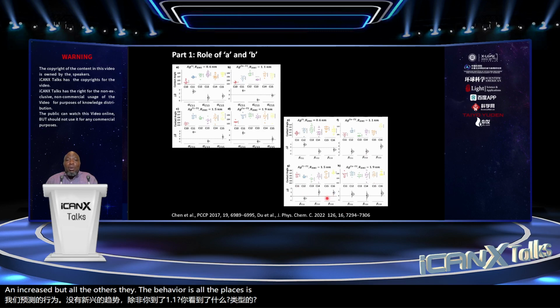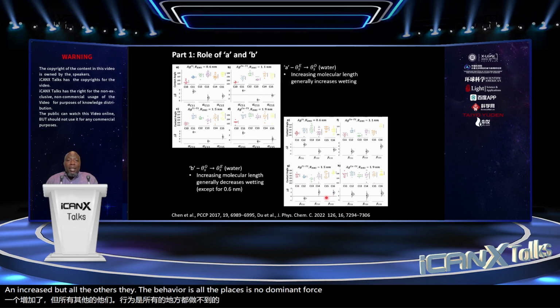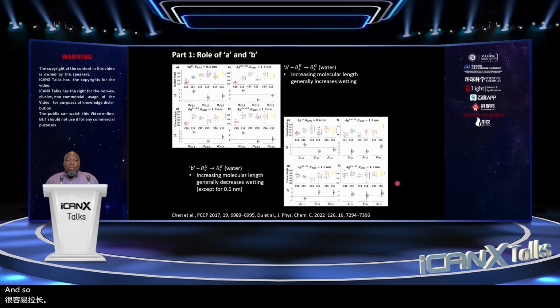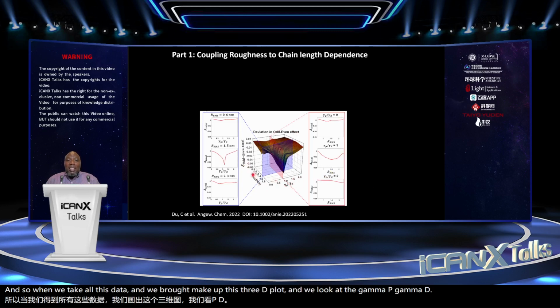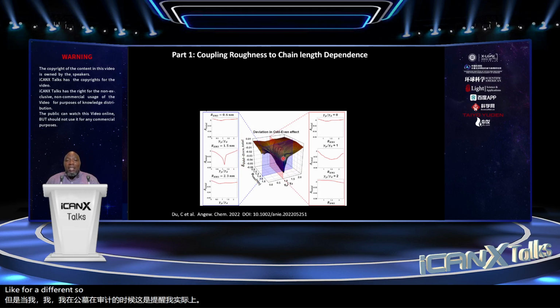There's no dominant force. So what this means is that this behavior is a coupled behavior, and it's a little bit more complex than can be easily drawn out. And so when we take all this data and make this 3D plot, and look at the gamma P, gamma D versus RMS and the asymmetry in the odd-even effect, this is what emerges. It is actually like three different phases.